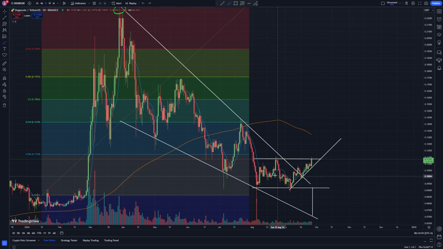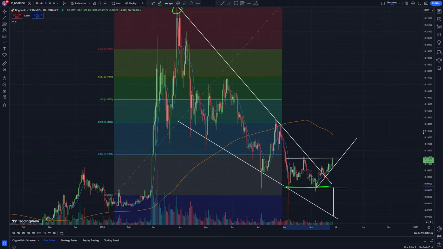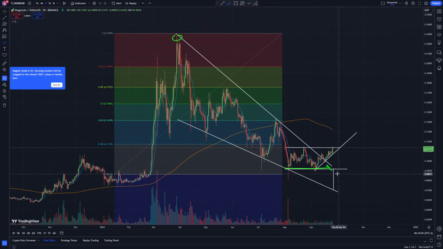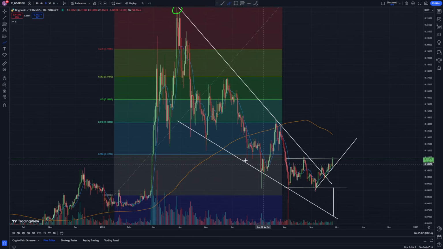wedge pattern, not a wedge pattern, a channel pattern, because we have this bottom right here. I was looking at this bottom and I was thinking if we break this bottom, then maybe we'll start going back down, but we got support on it and we're pushing to the upside. So we could also target from the top to the bottom of this channel.